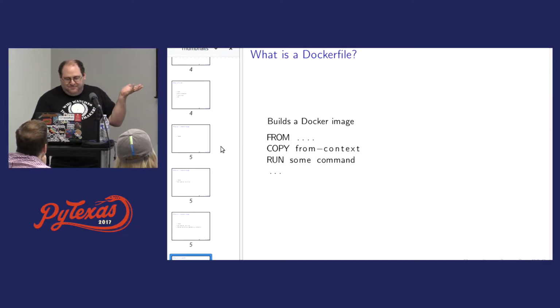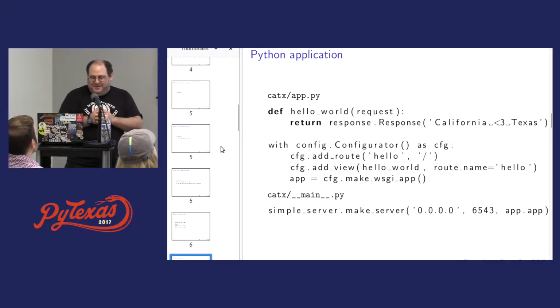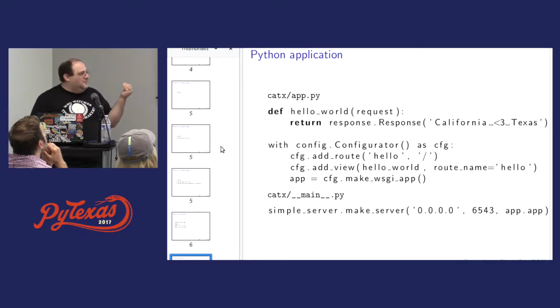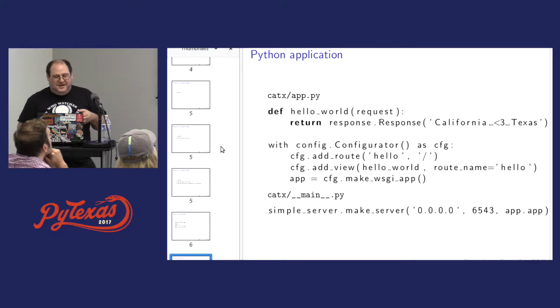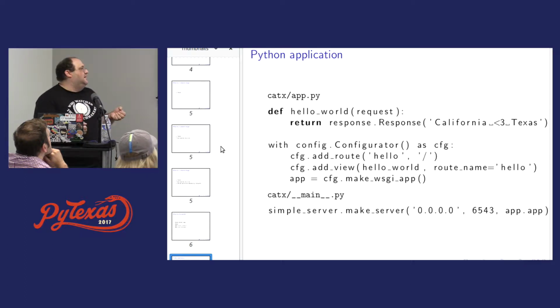The title of the talk is Building Python Application with Docker. So for that, we'll have to write a Python application. I have pre-written a Python application. This is a Pyramid application. I've dropped the import lines, which are not as interesting. If you haven't used Pyramid, it's a lot like Flask or Django. It's a WSGI application. And to run a WSGI application, of course, we use the WSGI simple server, and we run it.